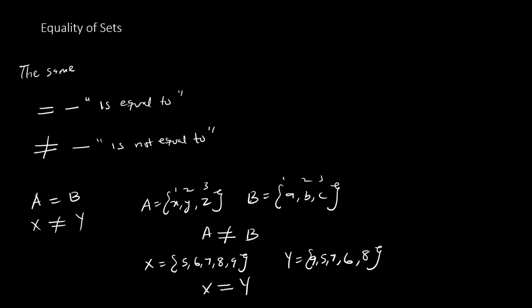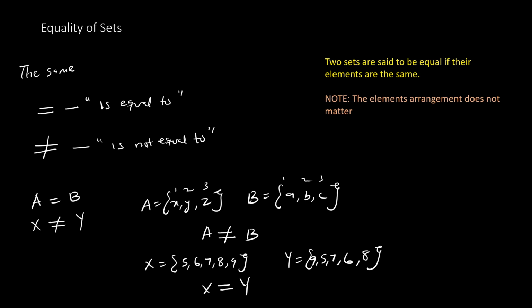So that is simply about equality of sets. Two sets are said to be equal if their elements are exactly the same. And note again that the order of arrangement does not matter.